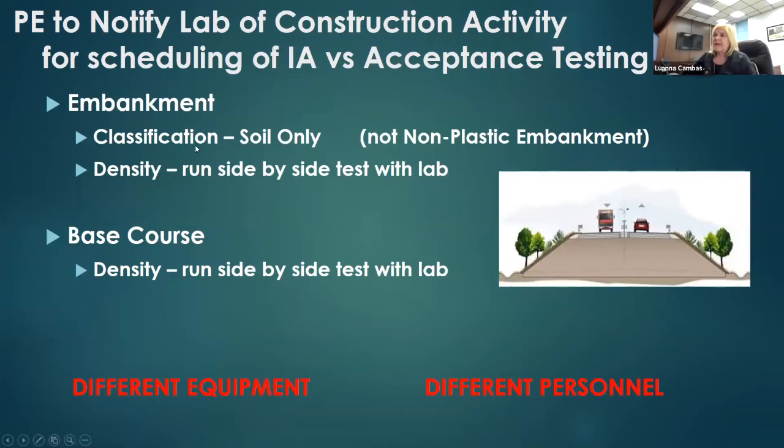For embankment, classification is for soil only, not non-plastic embankment. Since non-plastic embankment is technically an aggregate, then that's covered under the system approach. So you do soil only, you do density. Here you run a side-by-side test with the lab out in the field. Base course is density only, because base course is either soil cement or aggregates. The aggregates are covered elsewhere, and the density is the most important test to do with the rest of it. So run side-by-side tests with the lab. Again, it's got to be different equipment. So 2 different nuclear density devices and different personnel.